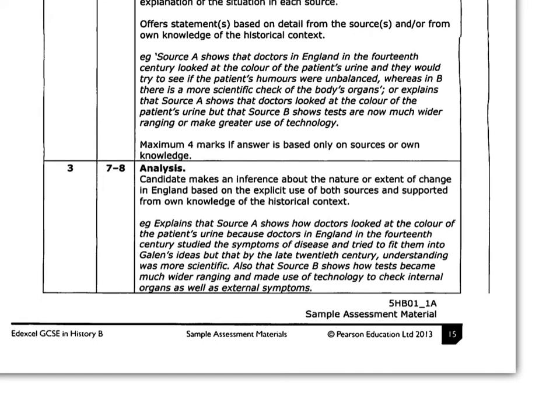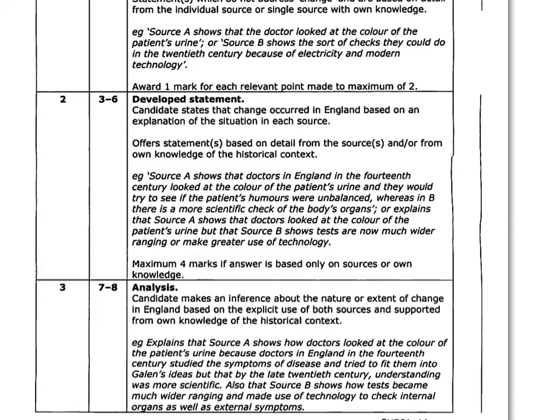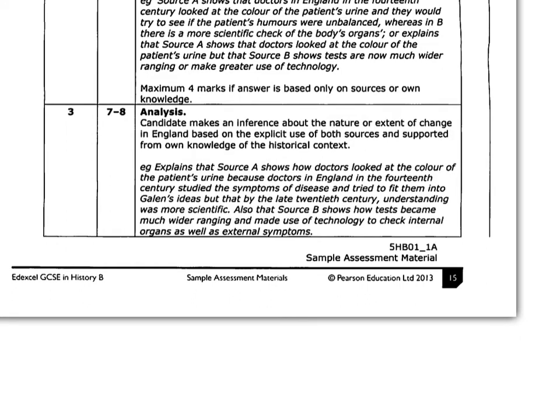Level 3, 7 to 8 marks. Candidates make an inference. This isn't mentioned in level 2. Therefore, any inference that is being made immediately has us looking at the highest level on the mark scheme, about the nature or extent of change in England based upon the explicit use of both sources. So any inference based upon both the sources hits the higher level.